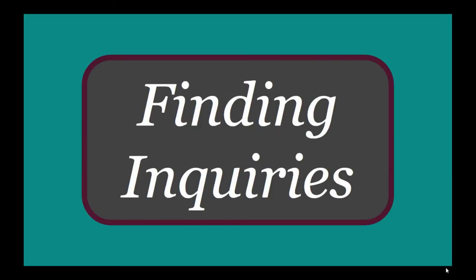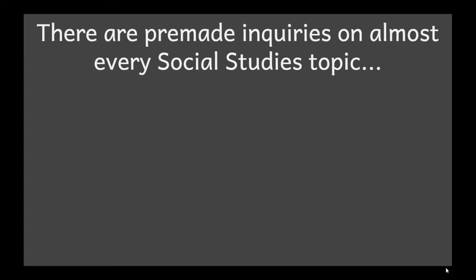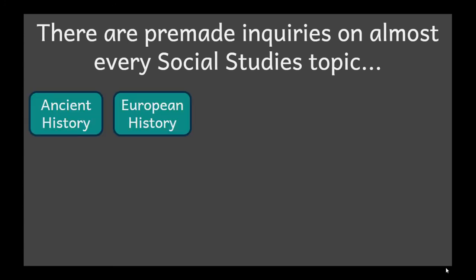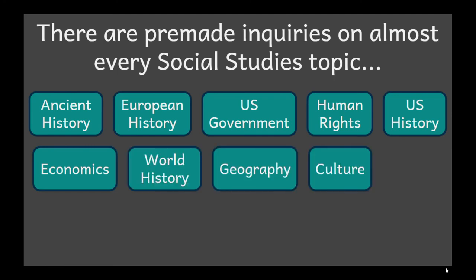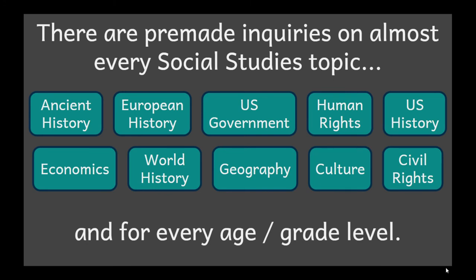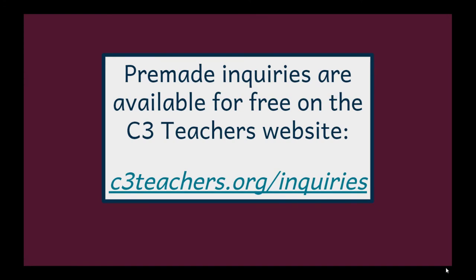So the last part of this video is about where to find inquiries. There are pre-made inquiries on almost every social studies topic, including ancient history, European history, US government, human rights, US history, economics, world history, geography, culture, and civil rights. And they're also for every age and grade level. They have K through 12 available.